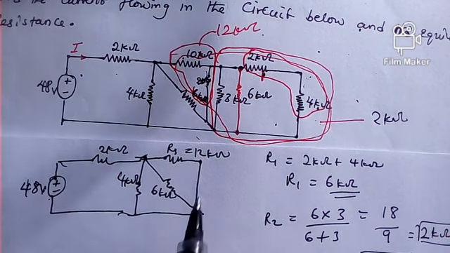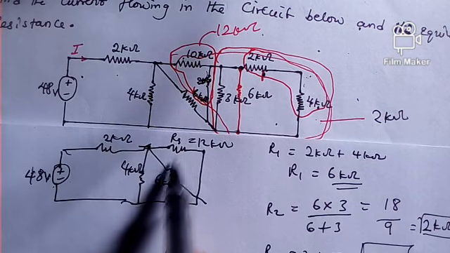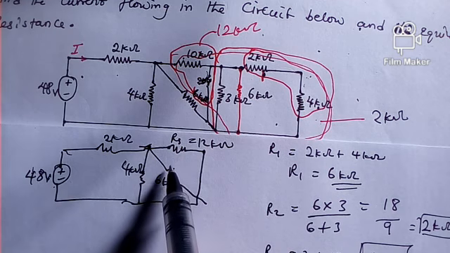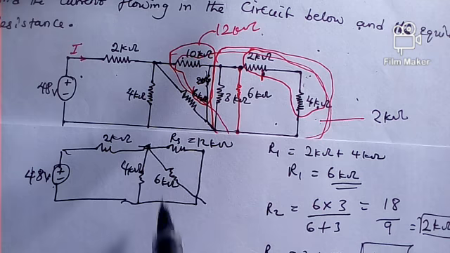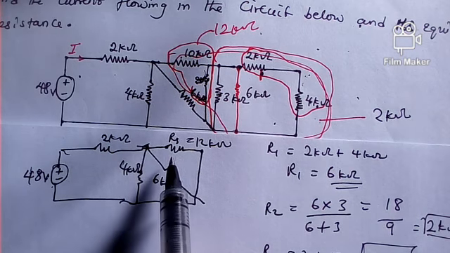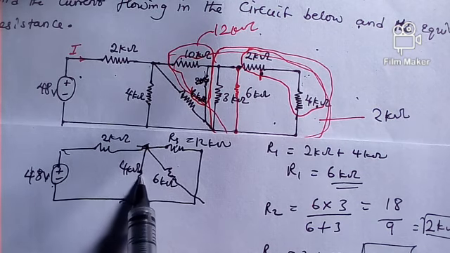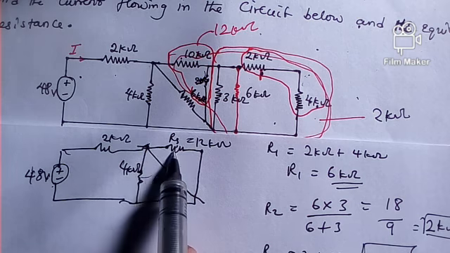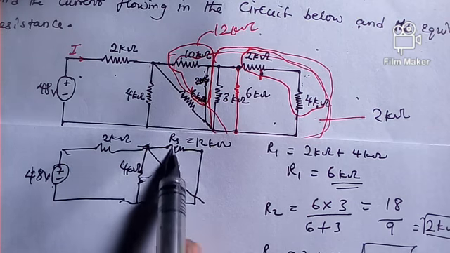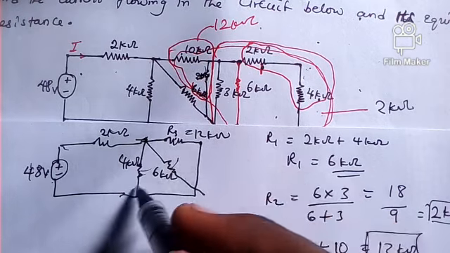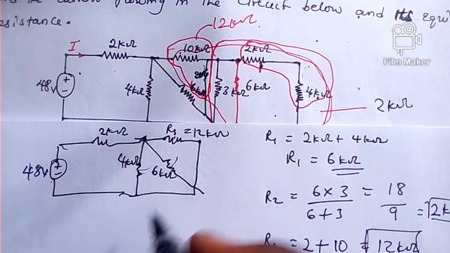So let's quickly know what to do next. The next thing to do is that these are in parallel. We simply implement the parallel rule and solve these resistors that are in parallel. So what do we do? Remember, even without mixing words, you can see that this resistor and this resistor are all in parallel. So let's quickly solve the three of them at the same time and see what we get.